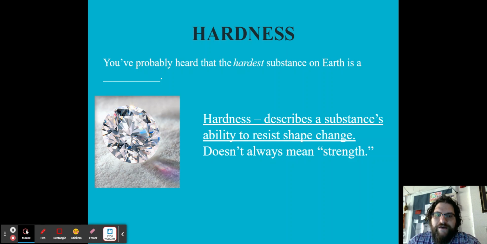So you may have a piece of wire that is extremely strong but easily bent. So strength and hardness are not the same thing. They can coincide. Things that are hard can be strong, but they are not directly related to each other. It's a correlation, but not a direct relationship.